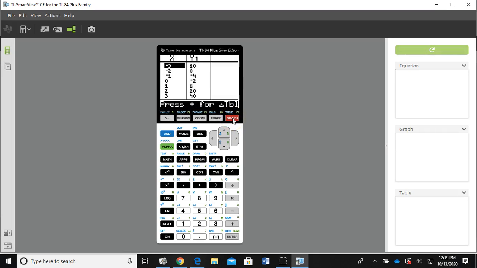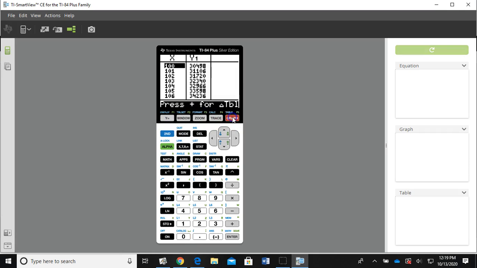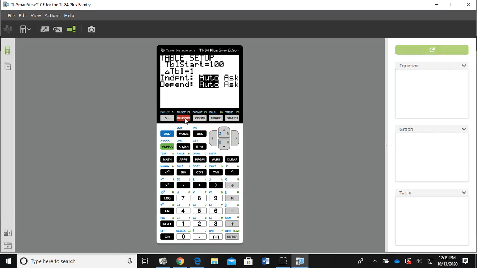So say you wanted to check out 100 without scrolling all the way to 100. You could just go to second window and set your table to start at what? 100. And then when I go back to my table, I'm at 100. Does that make sense? Normally, you don't have to start there that high. You want it to start around 0. Or like I said, we were at -3, so I'm going to change it back to good old -3.